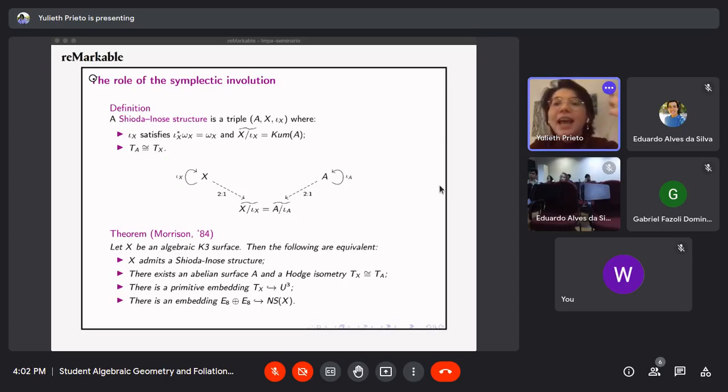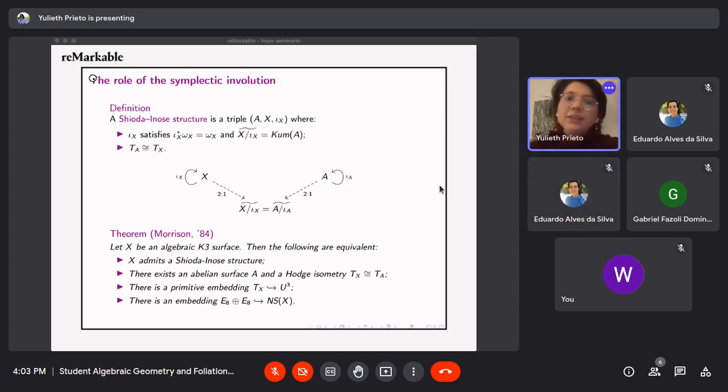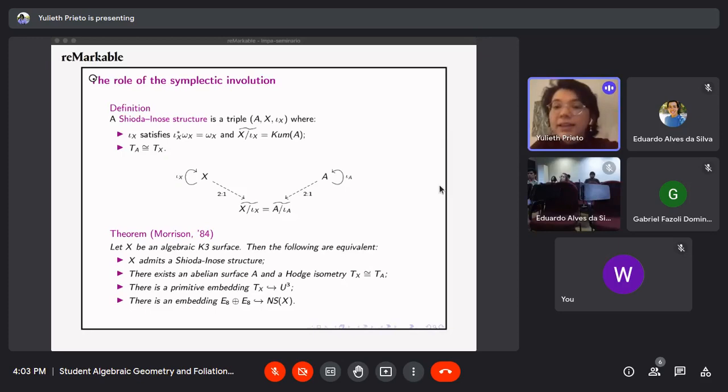In the case of involutions, the symplectic involution actually respects this splitting. And when your K3 surface admits this kind of structure, the Shioda-Inose structure, that means that the 2 copies of E8 are interchanged. So you have a primitive embedding of these 2 copies of E8 in the Néron-Severi lattice of your K3 surface, and moreover they are interchanged, so there is a permutation of these two copies of E8. He also said that this is equivalent to your transcendental lattice embedding into the 3 copies of U, just because the transcendental lattice is the orthogonal complement of the Néron-Severi lattice in the homology. And then, of course, you ask for the isometry at the level of Hodge structure, so also Tx is isometric to Ta.